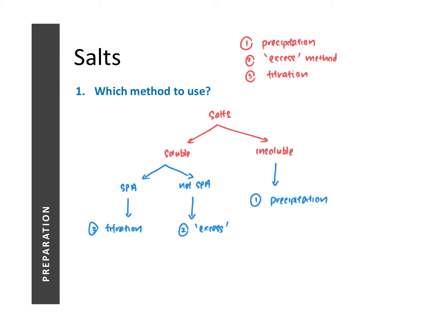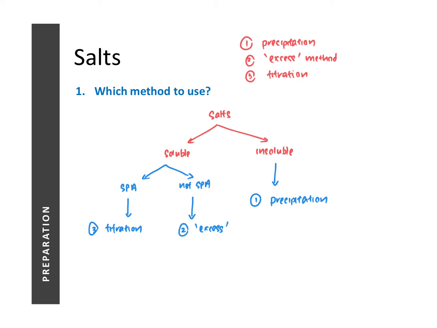Okay, so this rule is very important. Please again make it a point to memorize it before we go to the next slide. Salts can be soluble or insoluble. Insoluble salts, we need to use precipitation. Soluble salts, we need to further check whether it is a spa salt or not a spa salt. If it's a spa salt, we need to use titration. If it's not a spa salt, we need to use excess.